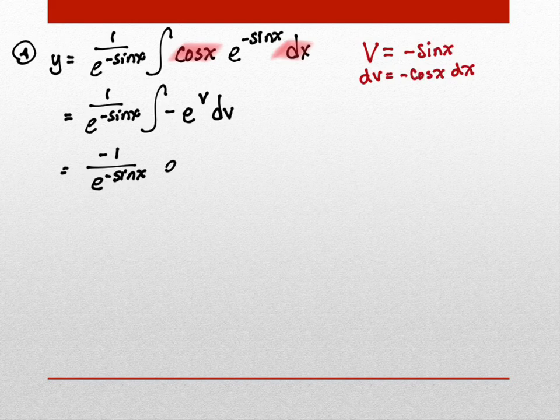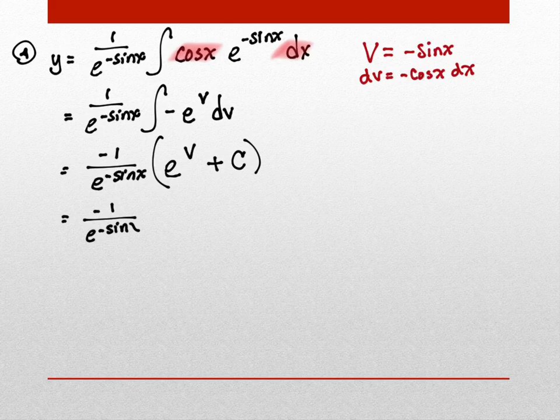It's just e to the v. And we need a plus c. Okay, all good? But what do we need to do? We need to put the v back in as negative sine x. So this is e to the negative sine x plus c. Okay, we've done the antiderivative part. We're all done with that. So what are we going to do next?